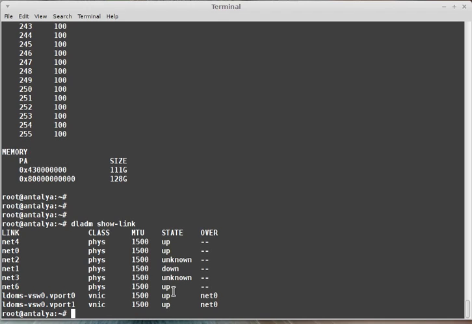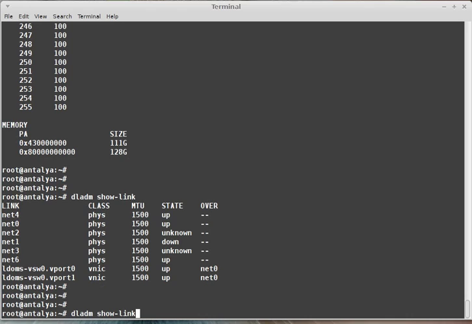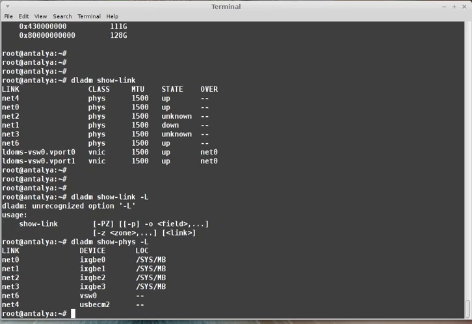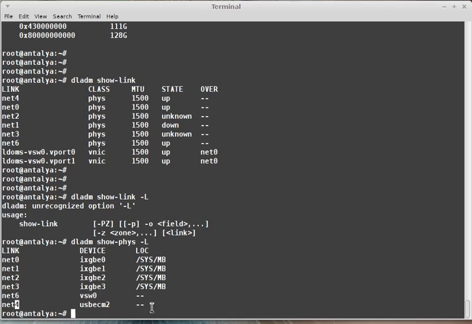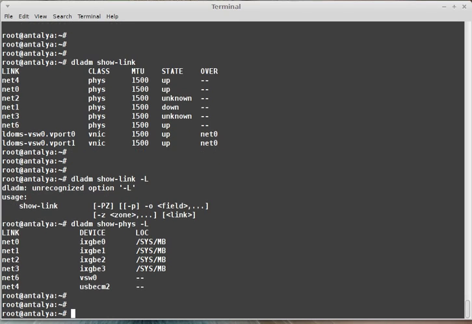dladm show-link shows you your network components. Yes, you have 1, 2, 3, 4, 5, 6 network ports in your system. Let's check it for the PCIs. Sorry. Yes, which are on board, you have 4 ports, and the others, net 6 and net 4, are for virtualization. You are not using those on your system. You have only 4 ports which are located on your motherboard.